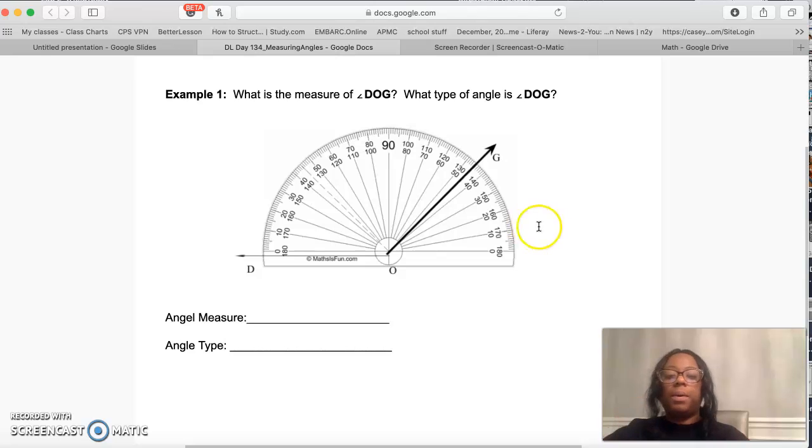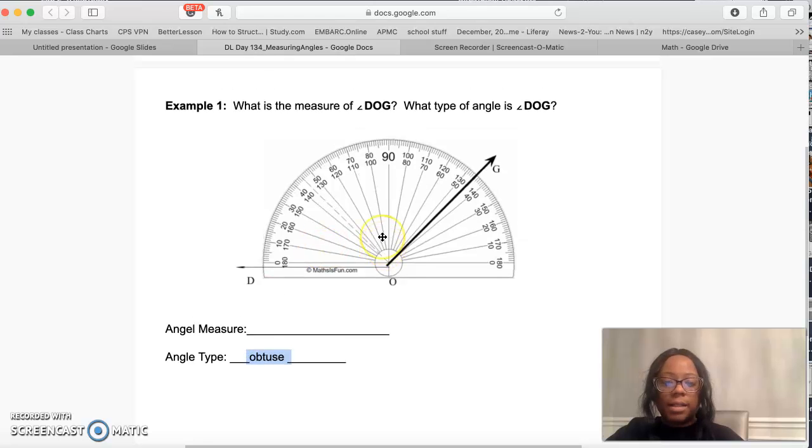Our first example is angle GOD. And this angle is measured larger than 90, and that's why we make sure we identify this element of the 90 degree in the middle. So since it's wider or larger than 90 degrees, we know that the type of angle is what? Obtuse. If you said obtuse, you are correct.